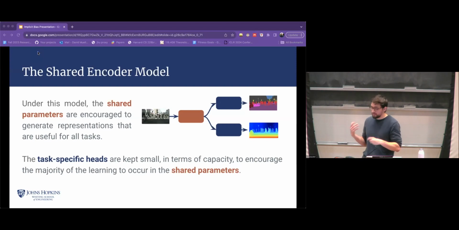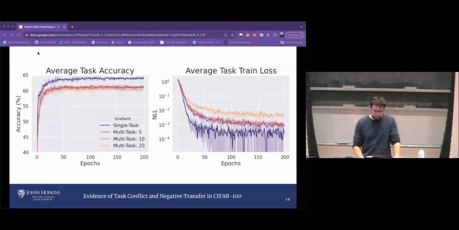So for example, for classification tasks, which in Cityscapes is not a classification task, we would use a linear layer with a softmax on top, so something very, very simple. And unfortunately, when we use this method for multitask learning, we often see curves that look like this, right?